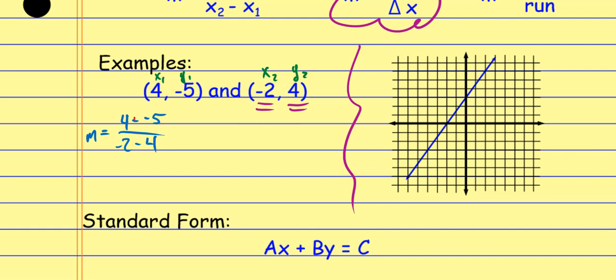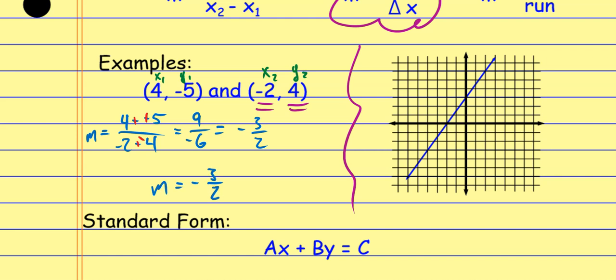Now up here, subtracting a negative is like adding the opposite. So that gives me a 9. Down here, subtraction is like adding the opposite. So that gives me a negative 6. And now I reduce this fraction, so that's a negative 3 over 2. Okay, so that's my slope on this one.